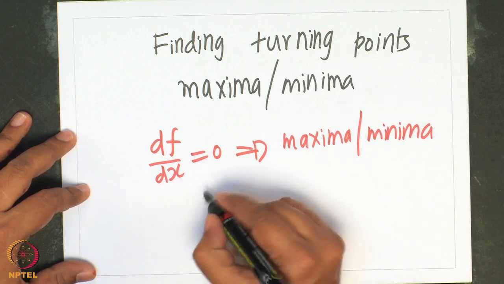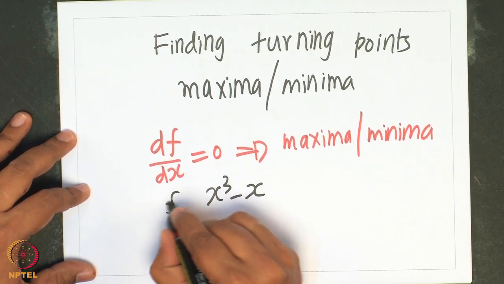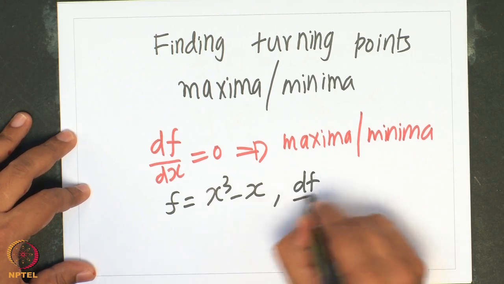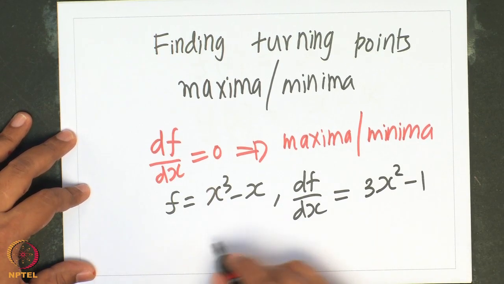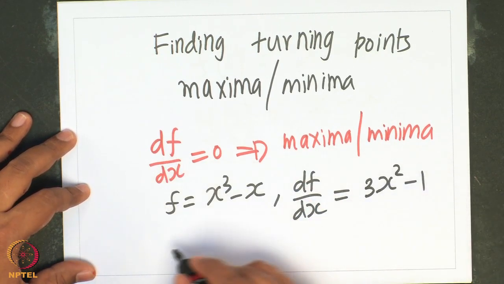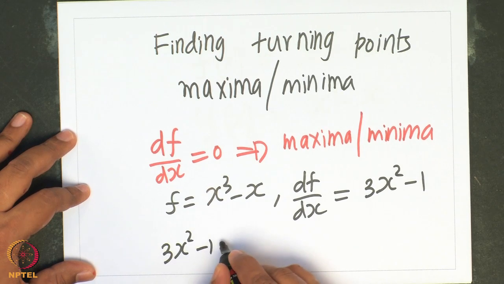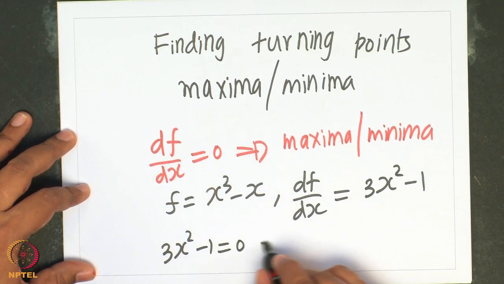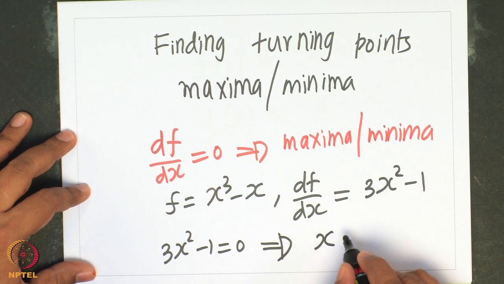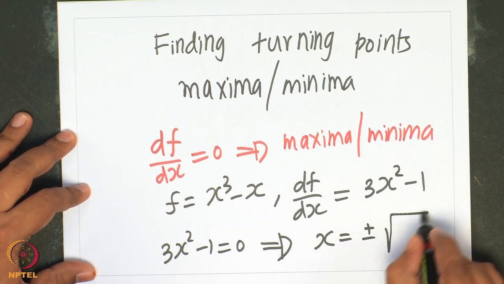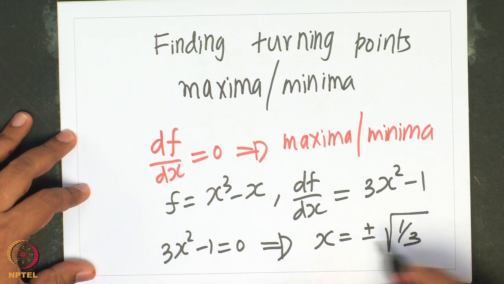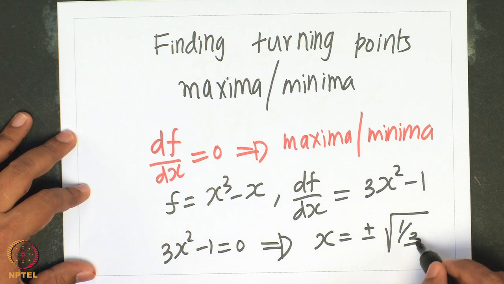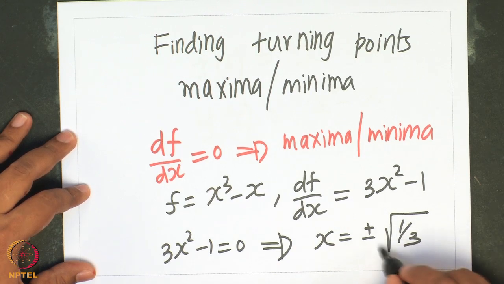So if you take this function x cube minus x and calculate the first derivative, it is going to be 3x square minus 1. And where will this be 0? 3x square minus 1 equal to 0, which means df by dx is 0. This would imply that x is equal to plus or minus root 1 by 3. 3x square is 1, x square is 1 by 3, and x is root of 1 by 3. So there are two roots, plus root 1 by 3 and minus root 1 by 3.